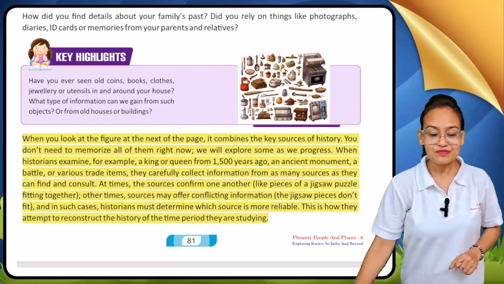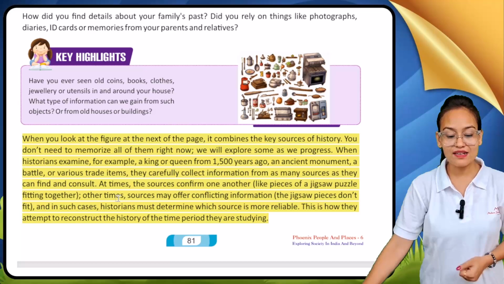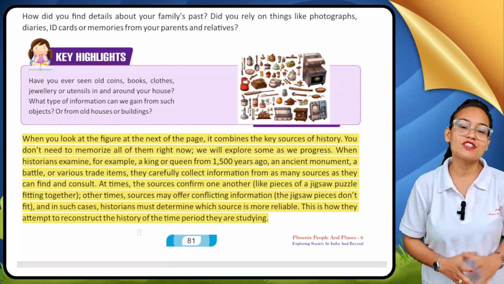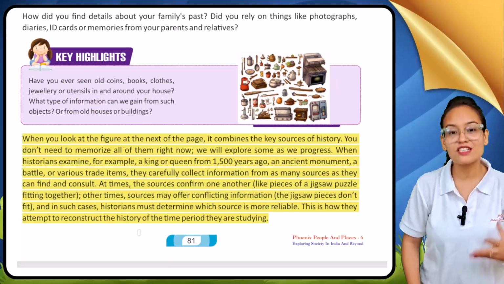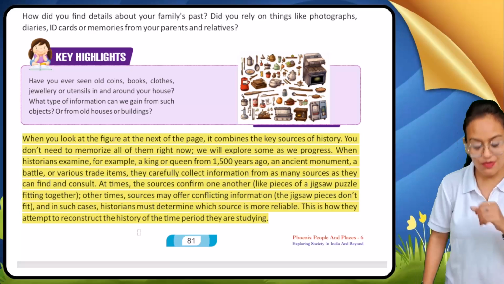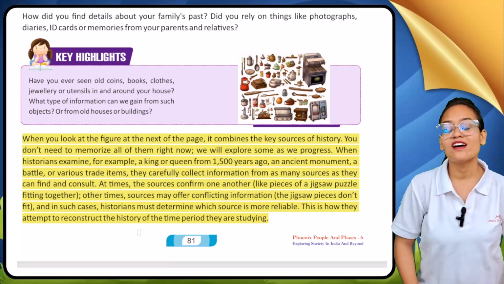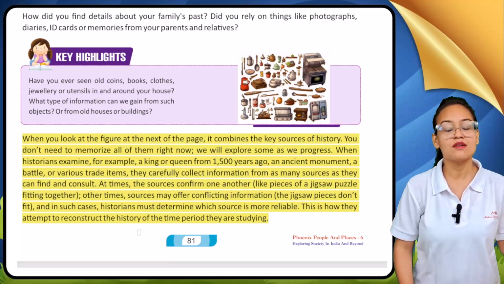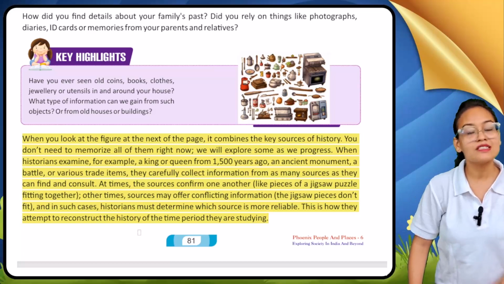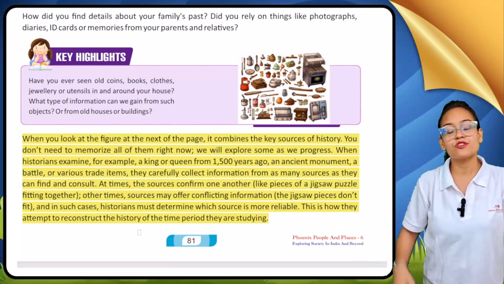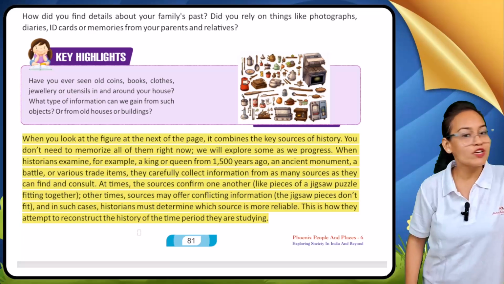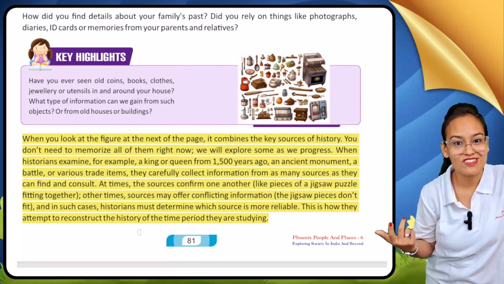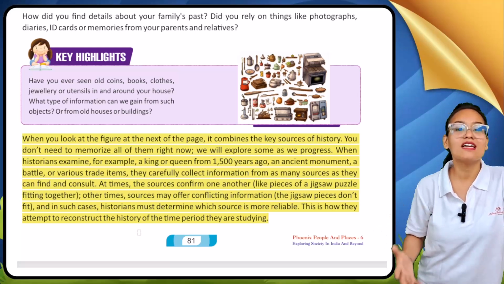See, at times the sources confirm one another, other times sources may offer conflicting information. But you know what? History always remains conflicted. It always gives birth to conflicts, because some historians, I'm taking an example, the birth of a particular king. According to some historians, he was born in 600 BC, but according to some historians, no, that was not the exact date. So here you can see the rise of a conflict situation between two historians. So timeline always creates conflicts between them.